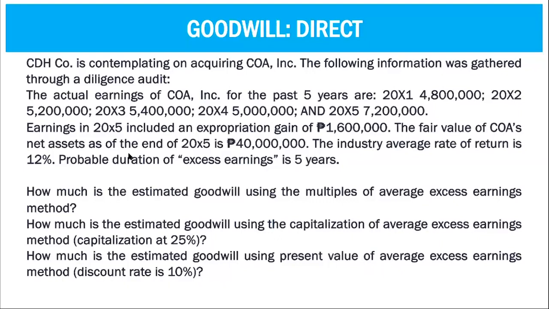The industry average rate of return is 12%. Probable duration of excess earnings is 5 years. How much is the estimated goodwill using multiples of average excess earnings? How much is the estimated goodwill using the capitalization of average excess earnings? How much is the estimated goodwill using present value of average excess earnings?